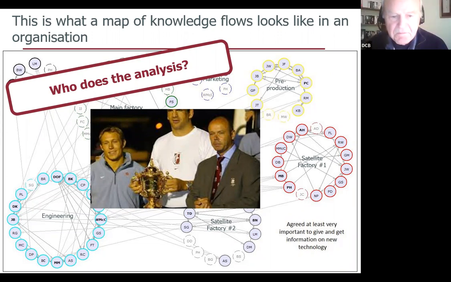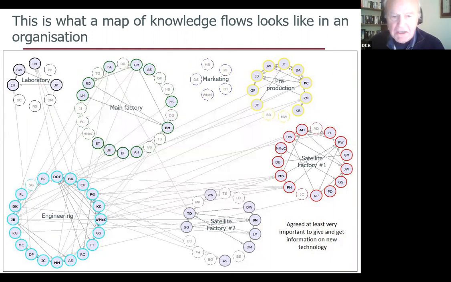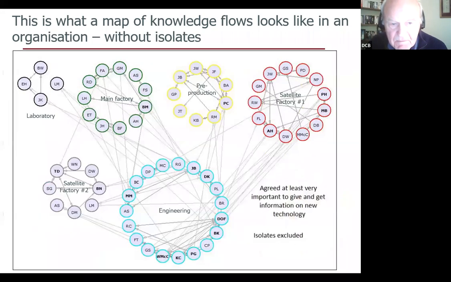Good, thank you. So, same chart again, just to remind you: big circles are departmental groups, little ones are individuals, and links join pairs of people where there is an agreement that information on new technology is being given and got. Same chart, same data, but now we've got rid of all the isolates. They've gone from the screen. And you can see the patterns in and between the departmental groups rather more clearly.